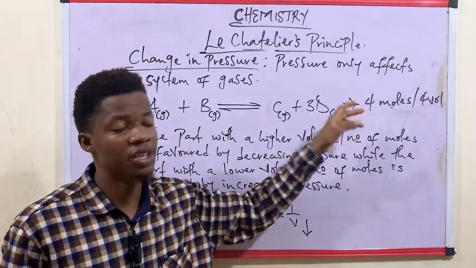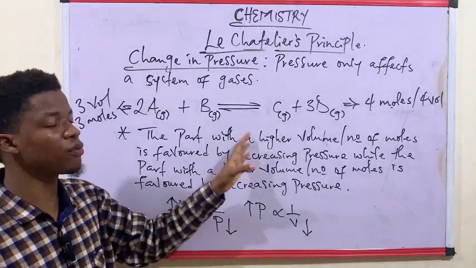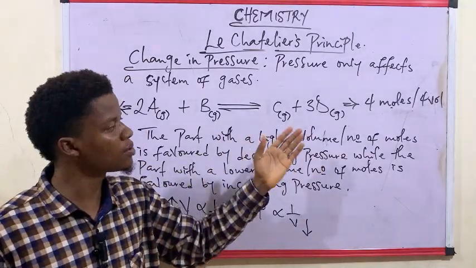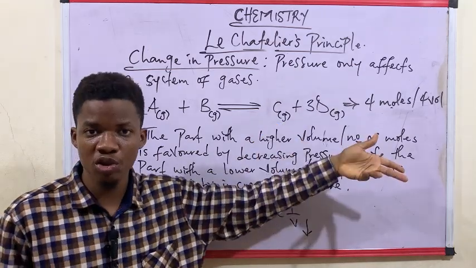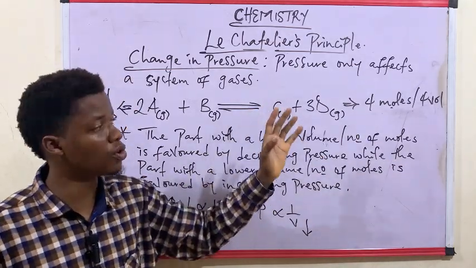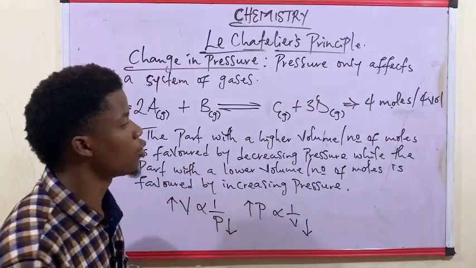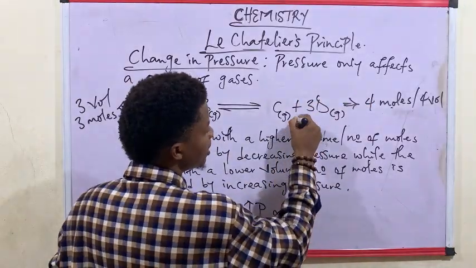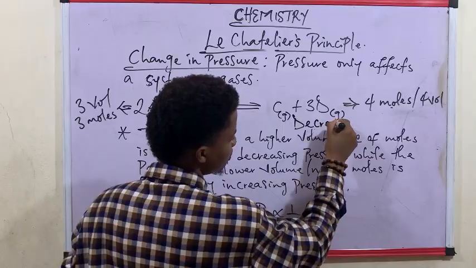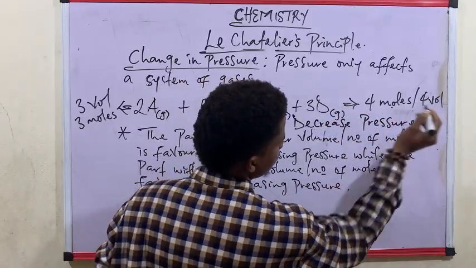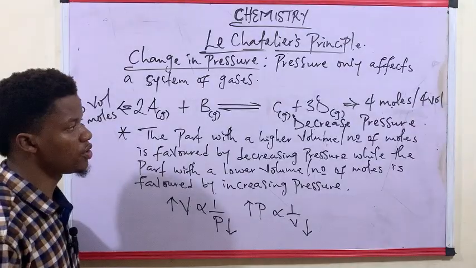Now, between this and this, which one has a higher mole or a higher volume? This part. So it means that when you want to shift the equilibrium position to the part with a higher number of moles or higher volume, what are you going to do? You are going to decrease pressure.